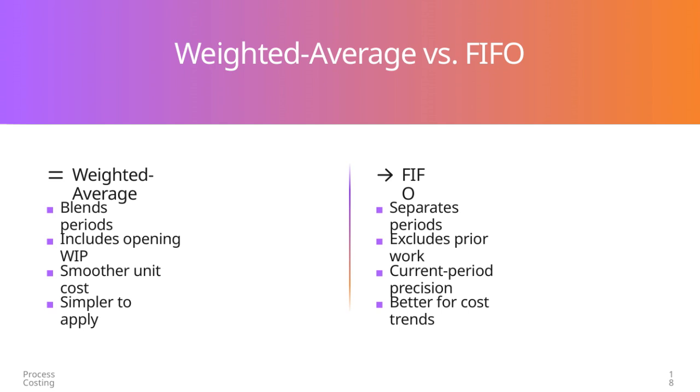On the other hand, FIFO keeps periods separate. It focuses only on the work done during the current period, excluding any costs from previous periods. This means it offers a more precise view of current period costs, making it better for identifying recent cost trends. So, if you want to analyze how your costs are changing over time, FIFO can provide clearer insight. Both methods are used in process costing, but choosing between them depends on whether you prioritize simplicity and smoothing or period-specific accuracy and trend analysis.